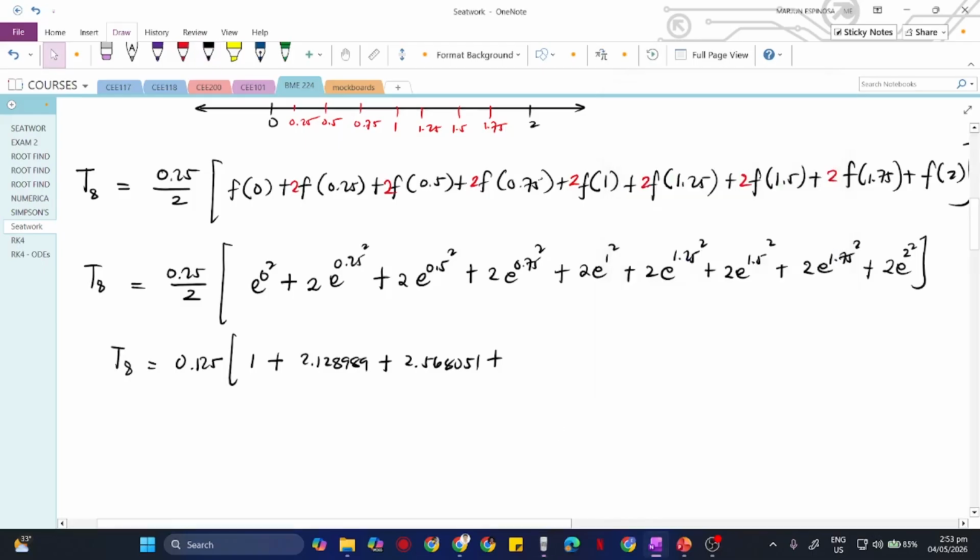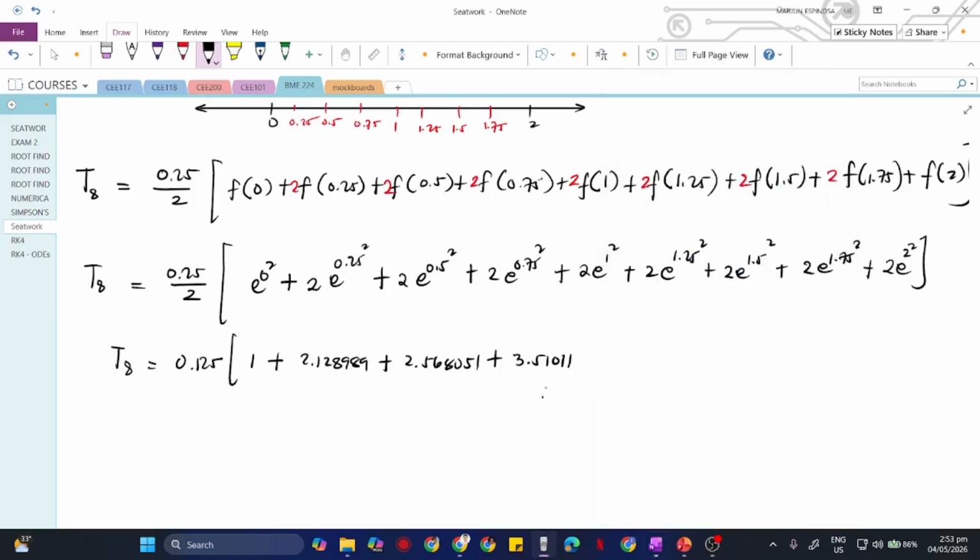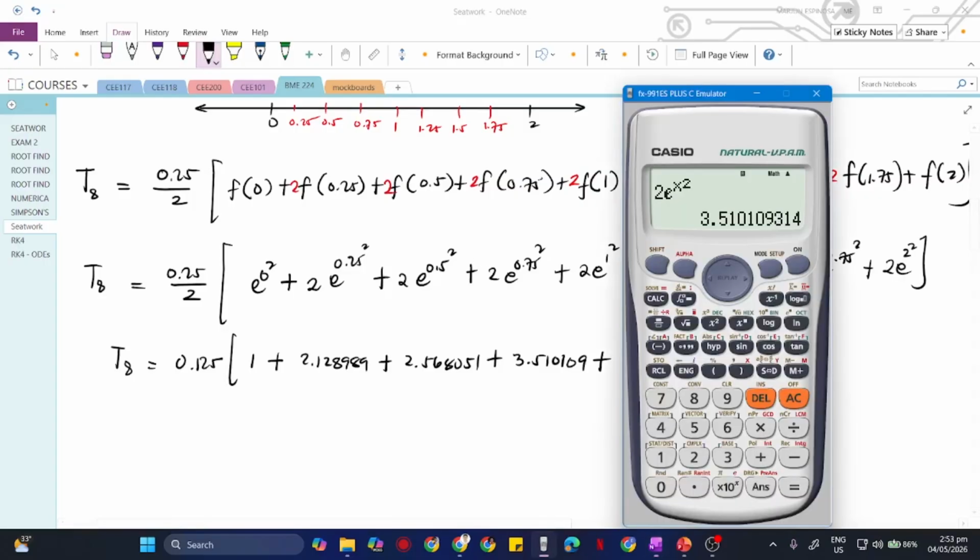3.51011. How many decimals is this? 2, 4. Okay, I think there's more. 2, 4, 6. Wrong, actually. It's 0, 9 actually. It's only 5 actually. Okay, plus. Okay, this is okay now. 0.75.